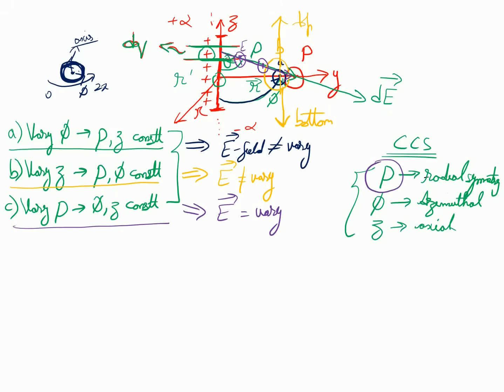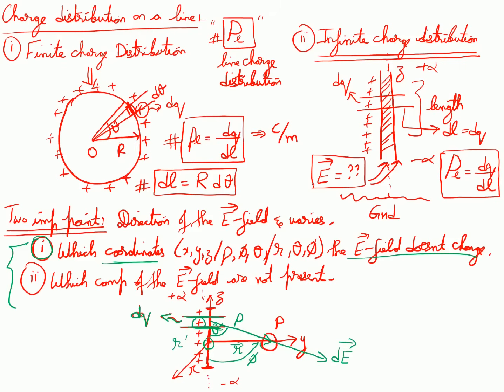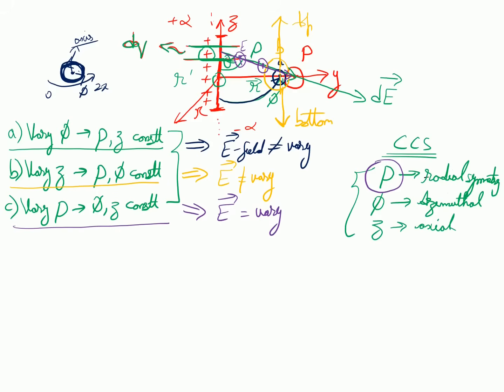So radial movement is causing this change. So this is how we interpret the first point, that with which coordinates the electric field varies. And the second point can be assumed from the first, that which components of the field are not present. So obviously, since the electric field is varying around rho, this means that E of rho vector will be available and the remaining components will not be available. That is going to be d of z and d of x. So how can we interpret that as well?